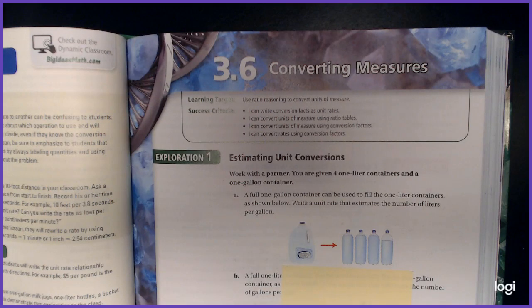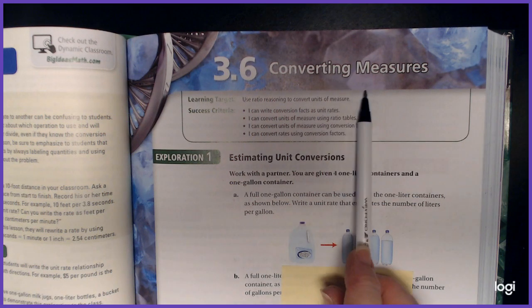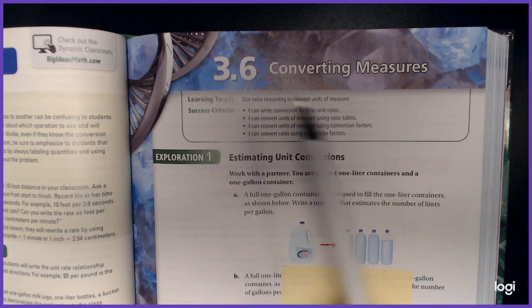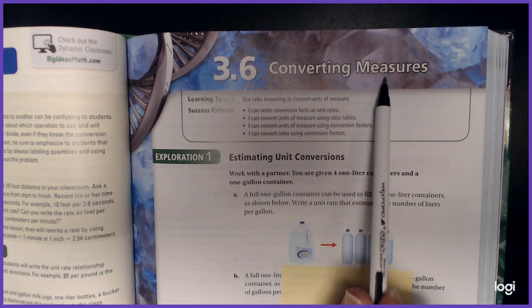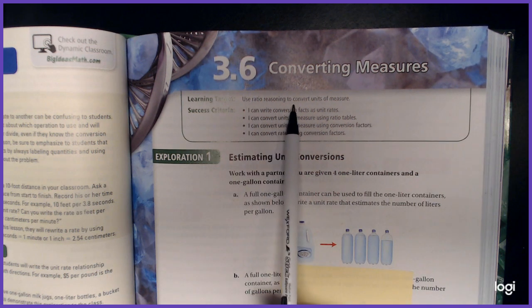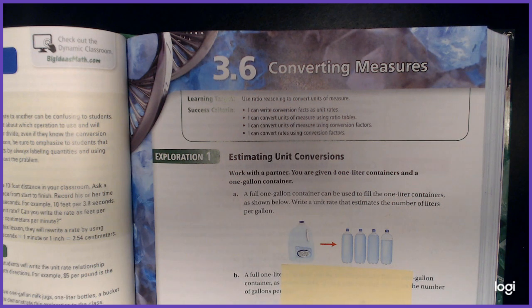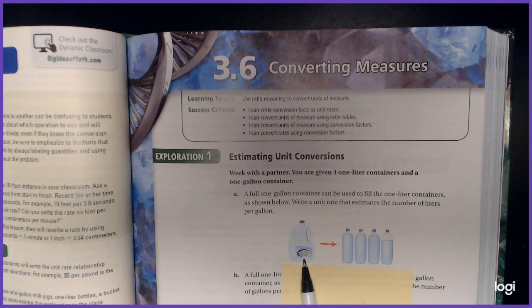Hello, well today we're going to look at some converting measures. We're at lesson 3.6 and we're going to do that by using ratio reasoning to convert units of measure. So we're still going to look at our ratios, our two numbers, and we are going to try and solve some converting measurements.